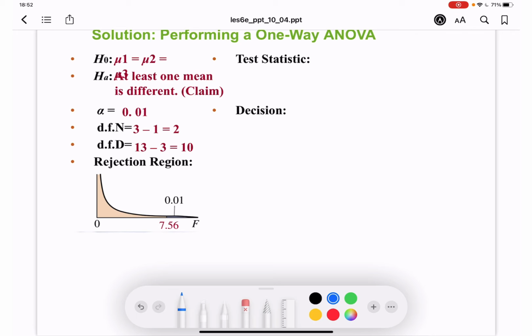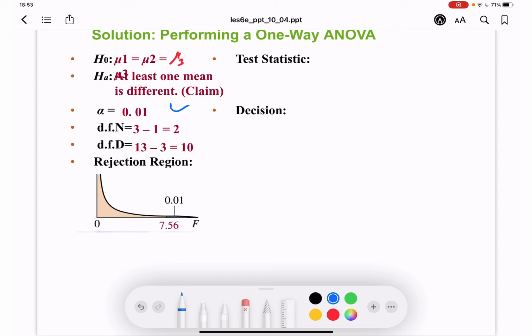So our null hypothesis is equal. We always take the null hypothesis as equal: mu1 equals mu2 and equals mu3. On the iPad it got shifted here, but I can write down mu3, no problem. And the alternative says at least one mean is different, and that is our claim. Alpha is 0.01, it's given.